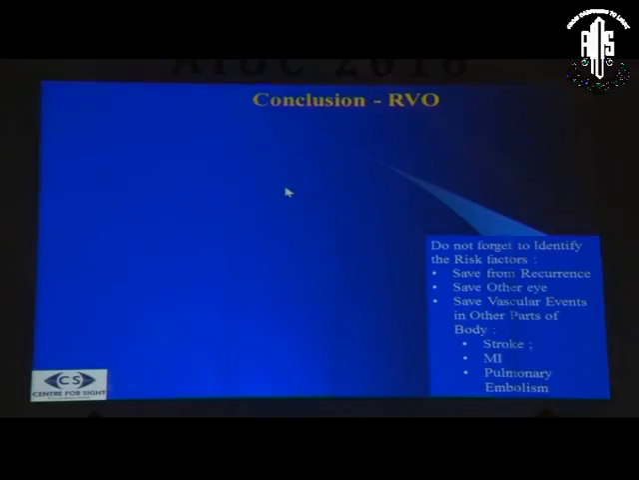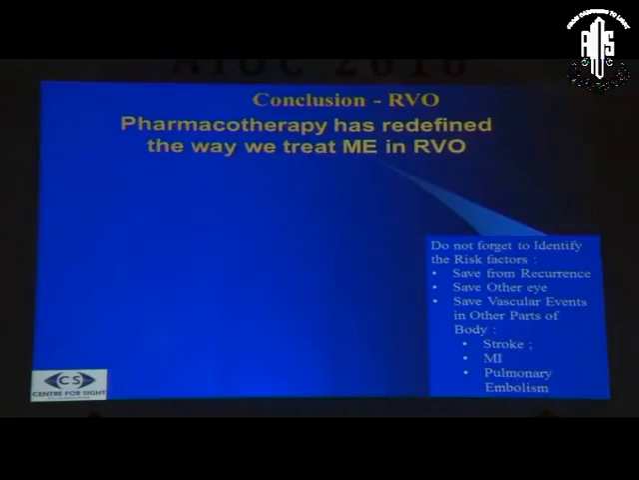So just to conclude, pharmacotherapy has redefined the way today we think of management of vascular blocks. Do not forget to identify these risk factors, which was told very nicely by the previous speaker, because they help you to save from recurrence, and maybe because bilateral vascular blocks are also known in around 5 to 10% of patients. And because it can help to save vascular events in other parts of the body also. Suppose you have obstruction carotid, maybe you can prevent stroke in the brain or something. So it is very important to identify this.